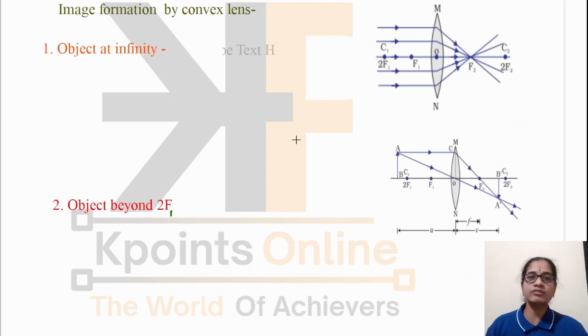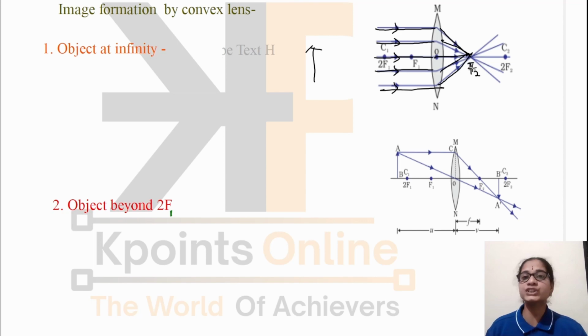Now let's see how images are formed by refraction through the convex lens. First, let us consider the position of the object at infinity. When the object is placed at infinity, we assume that parallel rays are coming from it. So these are the parallel rays which are incident on the convex lens here. And we know that the rays which are parallel to the principal axis will meet at the principal focus after refraction, that is, the second principal focus. These rays are meeting here. This is the position at which the image is formed. So the image is formed at F2.